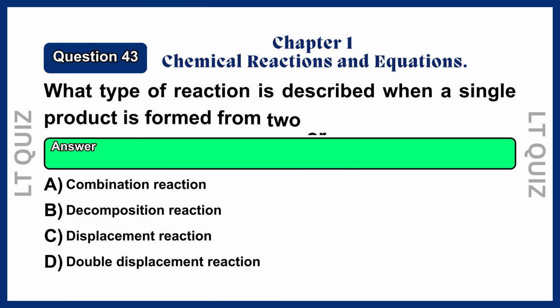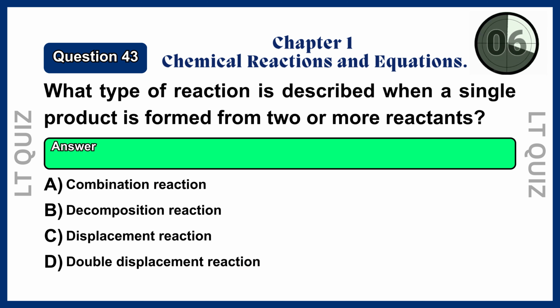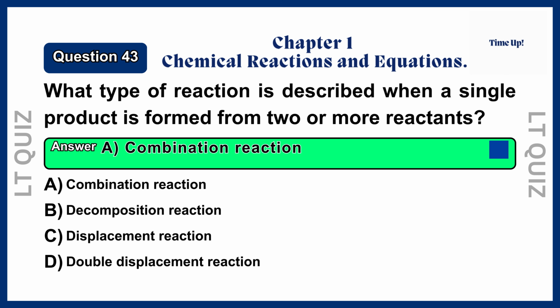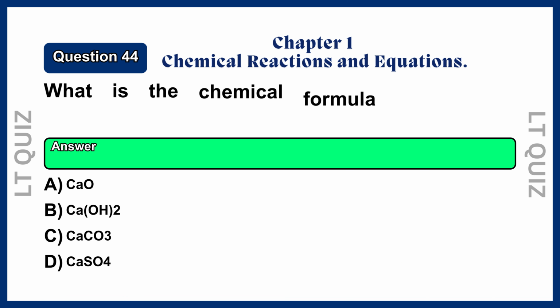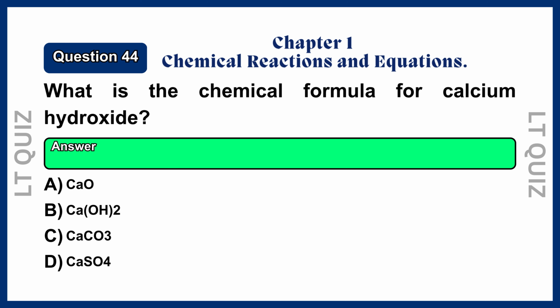What type of reaction is described when a single product is formed from two or more reactants? The correct answer is option A, combination reaction. What is the chemical formula for calcium hydroxide? The correct answer is option B.